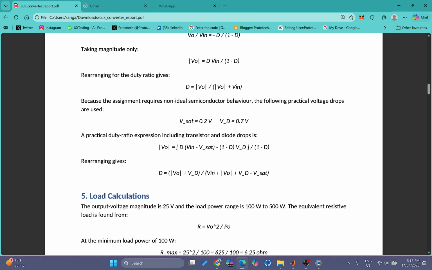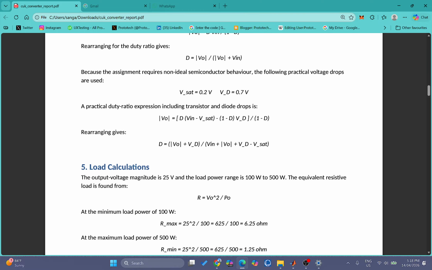And since the assignment requires non-ideal semiconductor behavior, the practical voltage drops are approximately, we are setting 0.2, but the diode will have 0.7 volt, and after rearranging we get the duty cycle something like this.